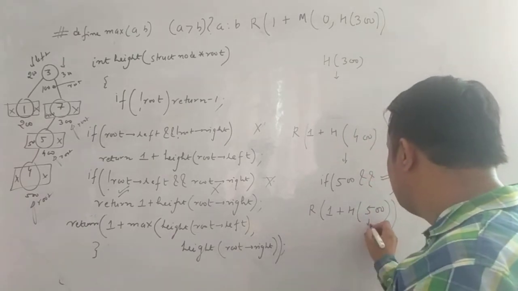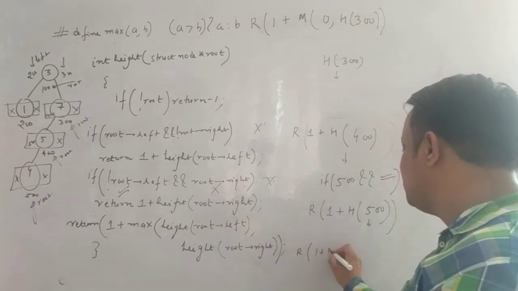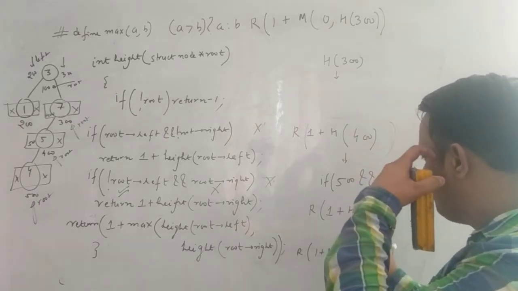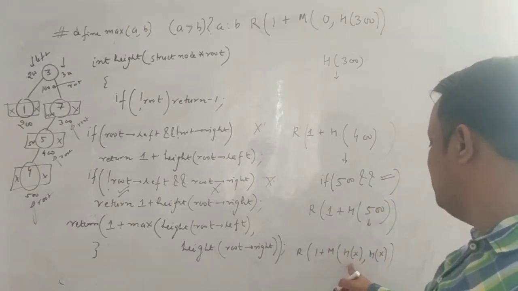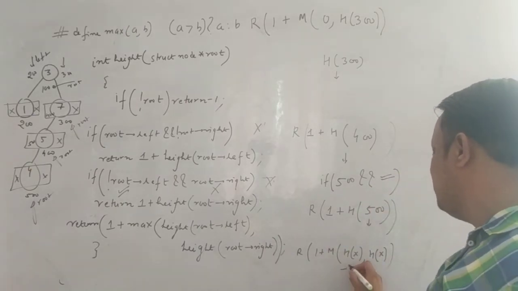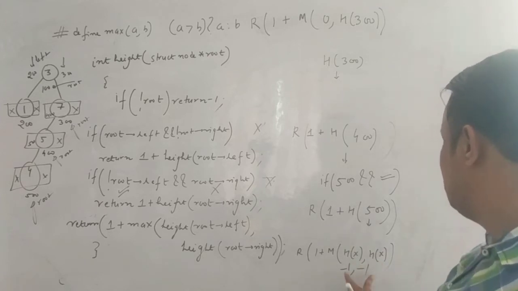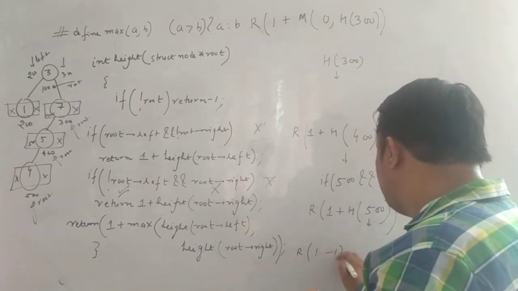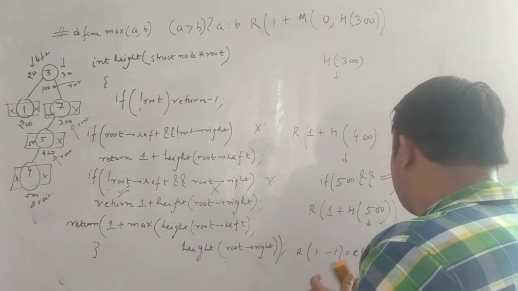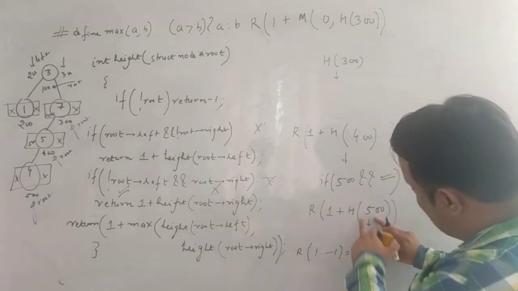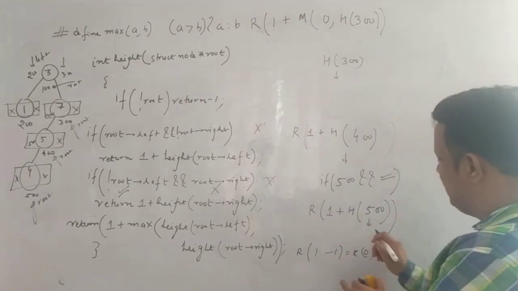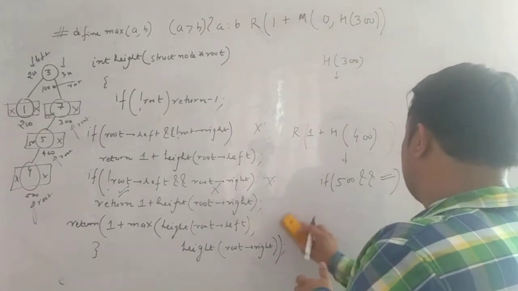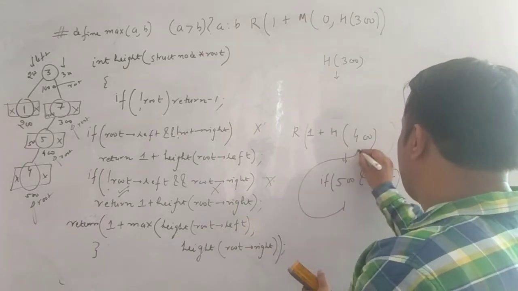Return. So this returns what? Return 1 plus max(height null, height null). Because for 500 there is no left, there is no right. So when this function gets called with height null, it will return what? -1, -1. So max of -1, -1 is -1 only. So it is 1 minus 1. It will return what? 0. So when it returns 0, since H500 called this function, 0 will come here. So it is 1 plus 0. 1 plus 0 means it will return 1. And 1 it will return to your height 400 function.